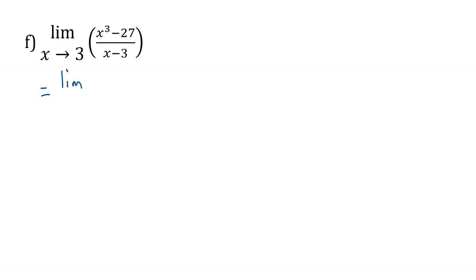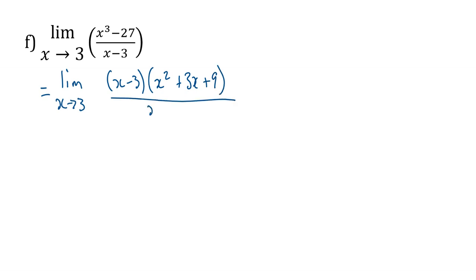So I have to factor the top. And if you remember from MHF, sums and differences of cubes do not go away. So this is something we still need to know how to factor. So on top, I get x minus 3, then I get x squared plus 3x plus 9, over x minus 3. That has to happen.